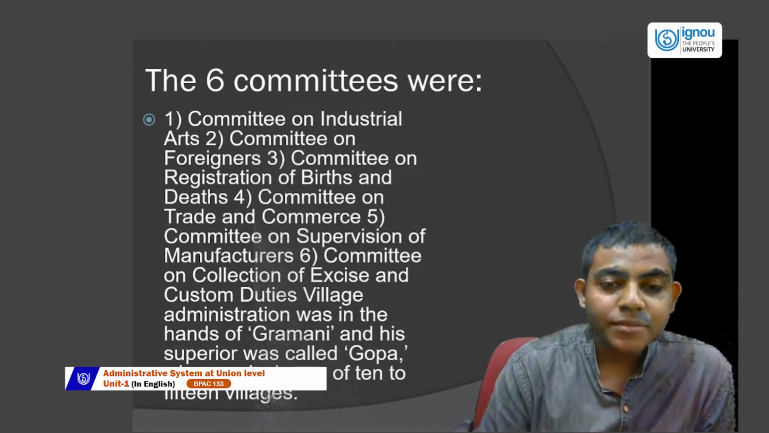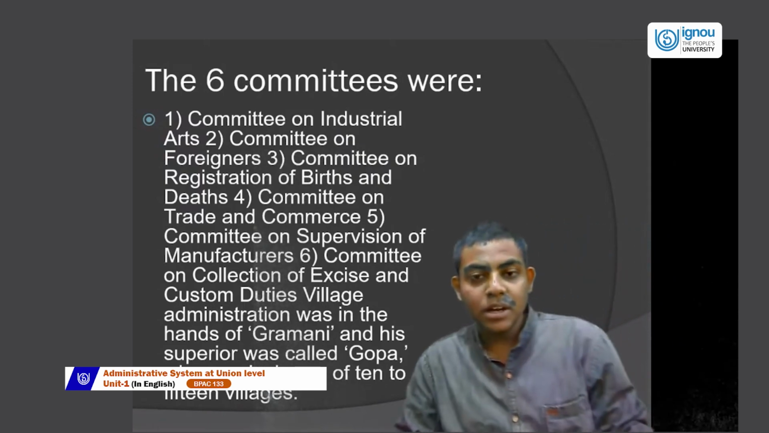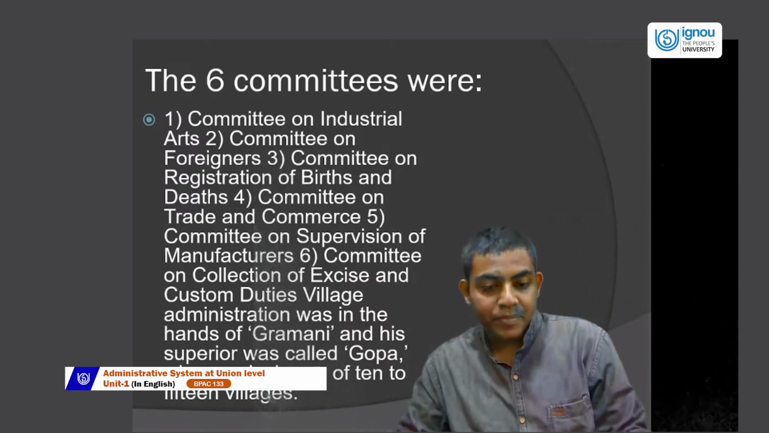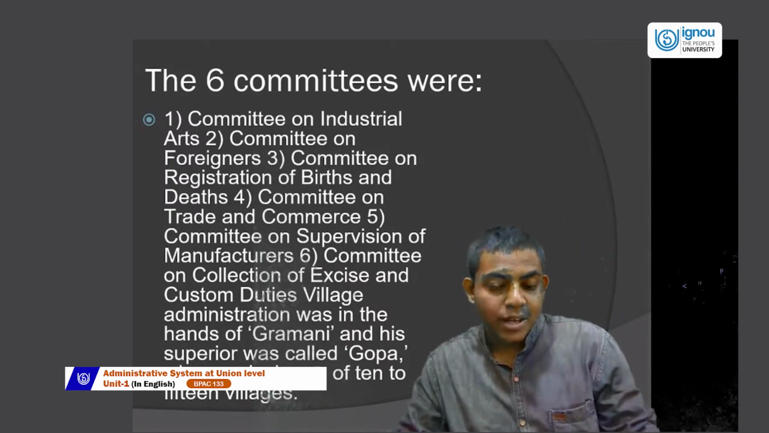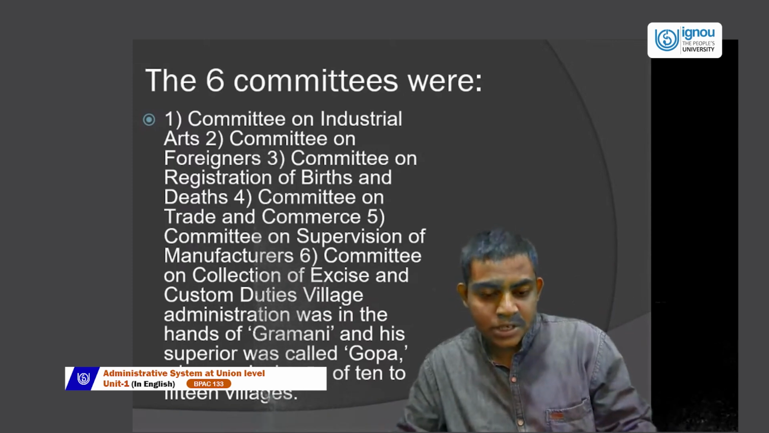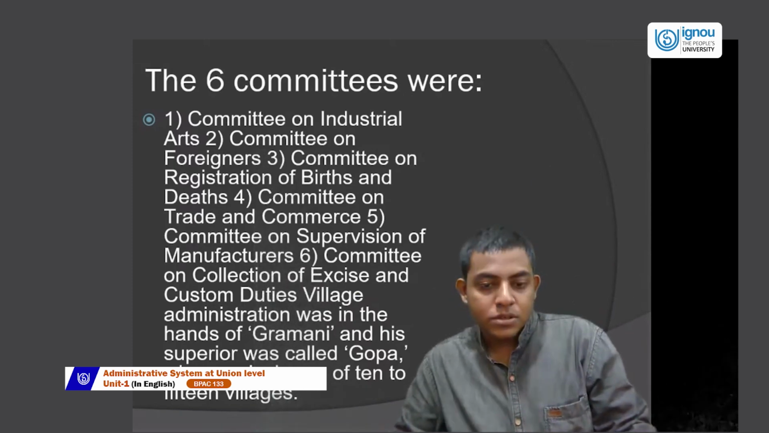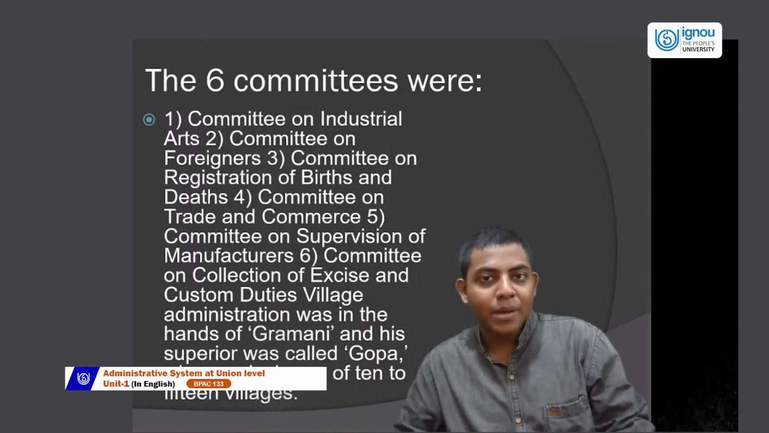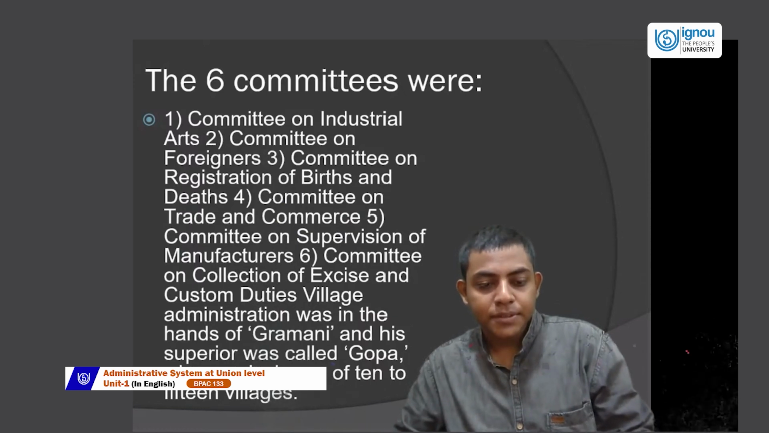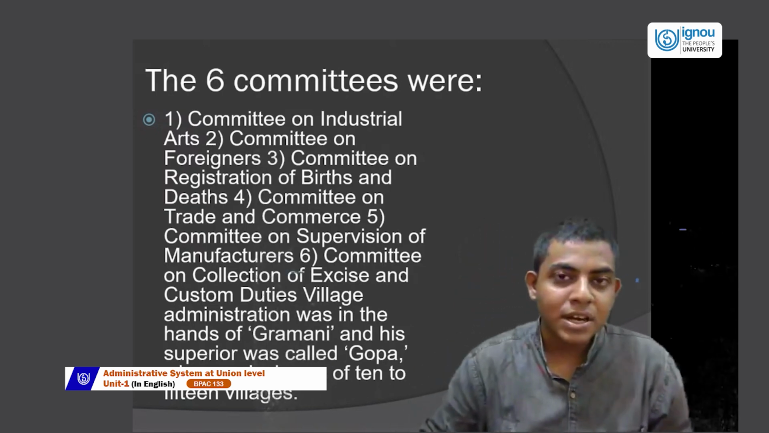The duties of village administration were in the hands of an official called the Gramini, and the superior of that official was called the Gopa, who was in charge of 10 to 15 villages. So village administration was under the Gramini, and the superior of the Gramini was the Gopa, who had about 10 to 15 villages under his supervision.